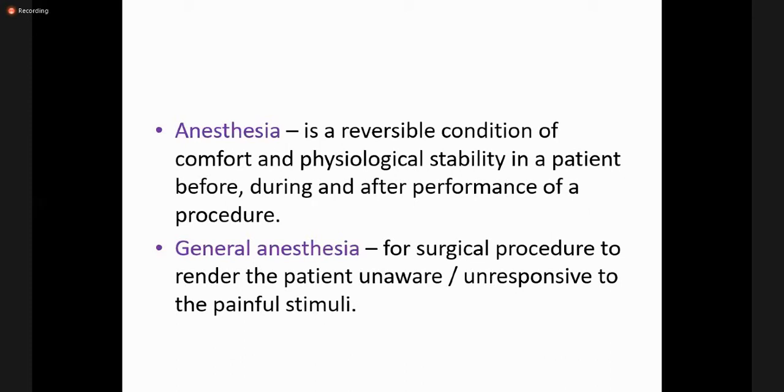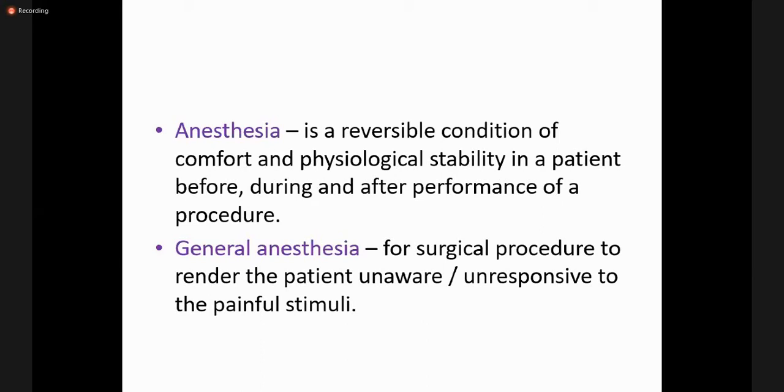Now it's clear. So general anesthesia for a surgical procedure is to render the patient unaware and unresponsive to painful stimuli. When we use the knife for a surgical procedure, we are going to apply a painful stimulus. And you know what happens if there is a painful stimulus? It will stimulate the autonomic reflexes, right? Autonomic reflexes, especially the activity of the sympathetic nervous system, is going to be activated more powerfully.